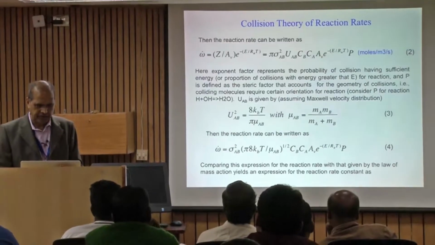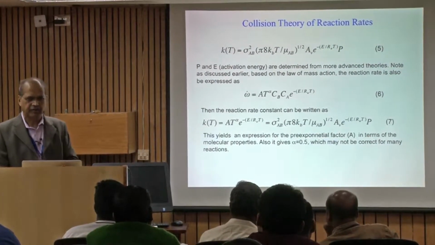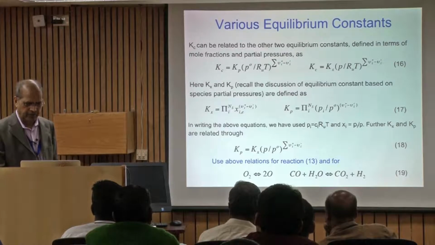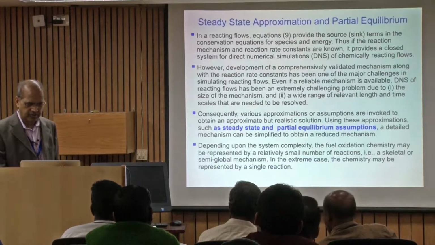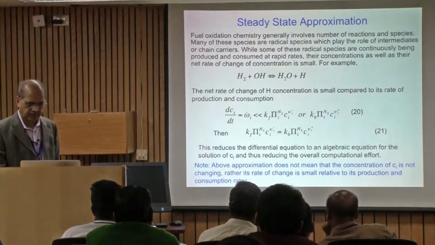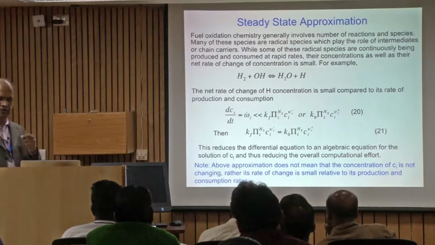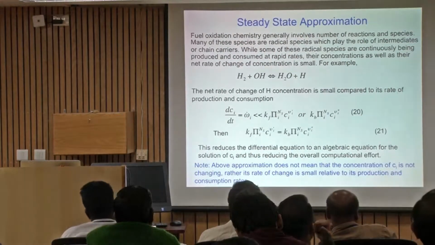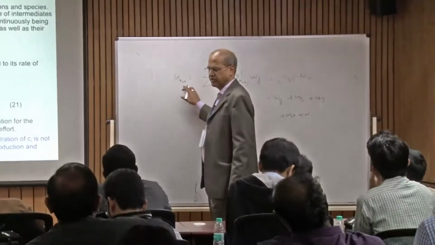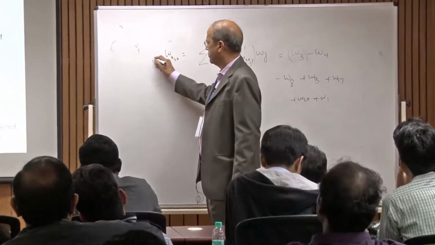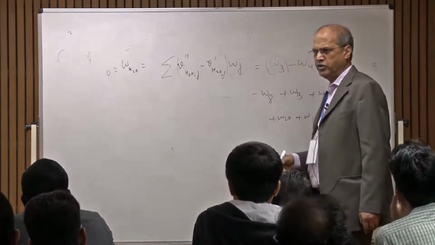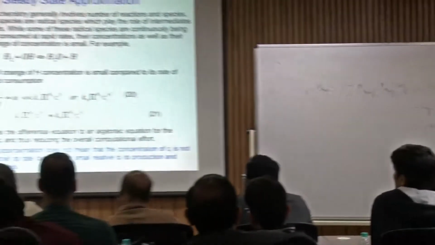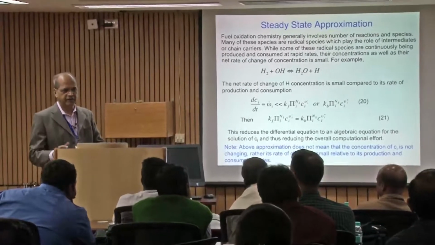Now as far as the steady state approximation, I'll use an example in the afternoon. Hopefully I can find that example and we'll use that. Steady state approximation deals with the species. As a crude example, if you assume steady state approximation for this species, which is not real, then we say this is equal to zero. That reduces the number of calculations. As I said, normally it is applied to some radical species.